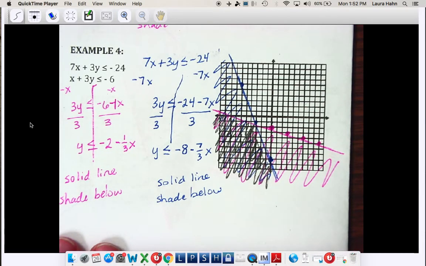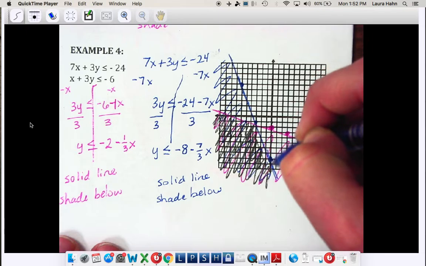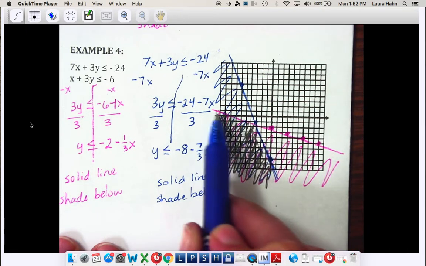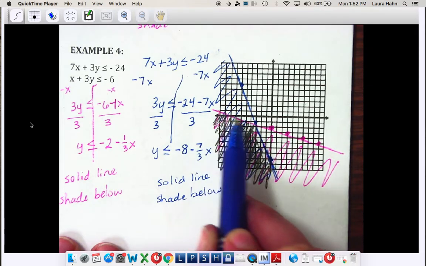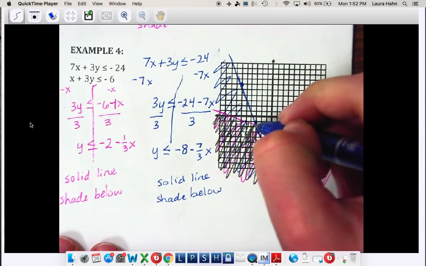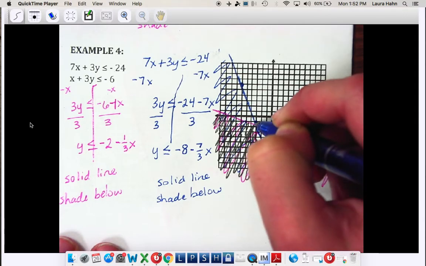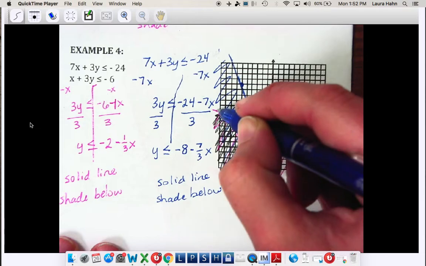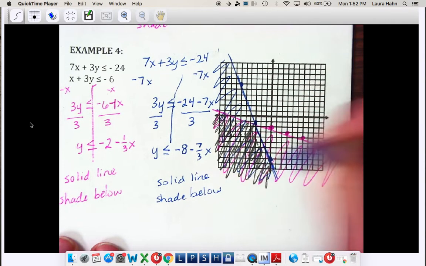Okay, let's talk about the outer parts. So anywhere right here, this is a solid line, which means all of this is okay. Right here on this pink, this is also a solid line, which means it's okay. This little intersection right here, it's a solid line on top of another solid line, which means this intersection is good to go. So these are all solutions, these are all solutions, all of this is also solutions.